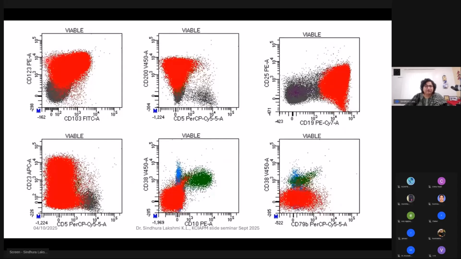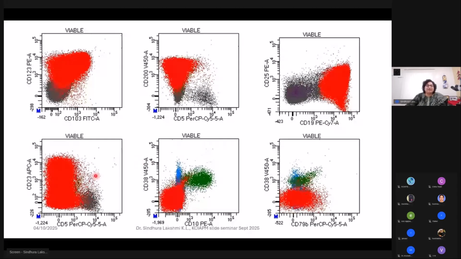CD123 was nicely positive. CD103 was heterogeneous moderate positivity here. CD200 is quite bright. These are the T cells, which are CD5 positive but CD200 negative. You compare your expression with the T cells as internal control. And CD25 here is also positive. You may see that it is only this much, but it is plotted with CD19, which is showing bright expression. That is why you think that it may be dim, but a significant percentage of the cells were CD25 positive.